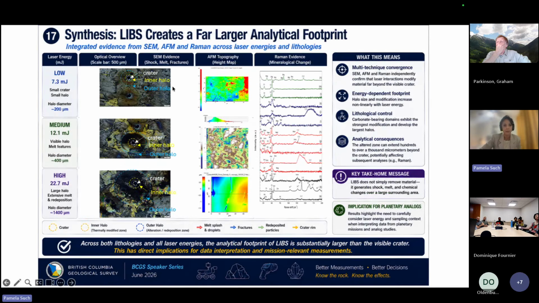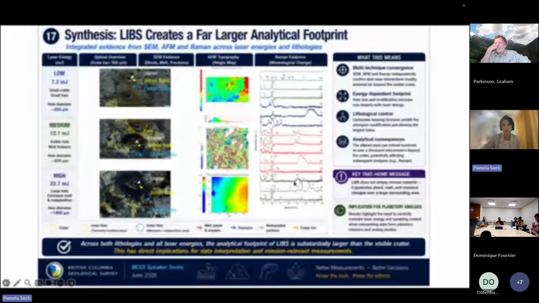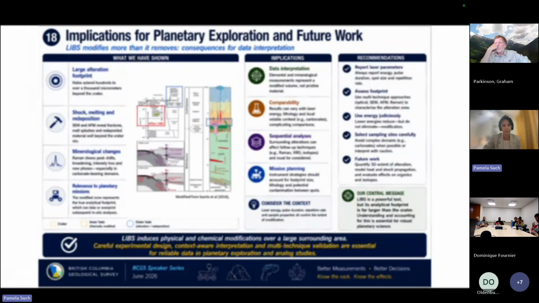So what does this actually mean? Depending on the energy of the laser, we have different sizes of the crater, but the depth of the crater was the same. Depending on the energy of the laser, we have bigger halos of alteration. But regardless of this, the mineralogy will also change after LIBS.